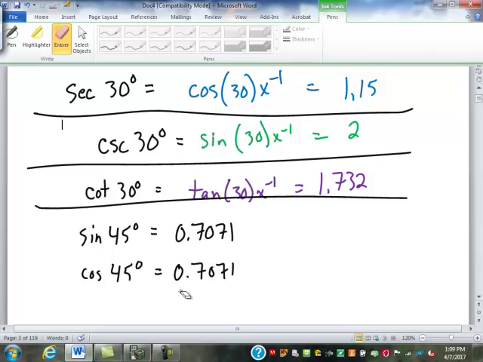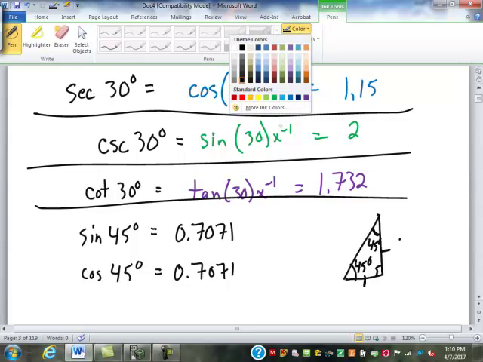If you think about them, if it's a right triangle, if this is 45 degrees here, what's this angle have to be? 45 degrees. Which means this side and this side have to be the same. So the opposite side and the adjacent side have to be the same, right? So opposite over hypotenuse, adjacent over hypotenuse are going to be the same ratio.